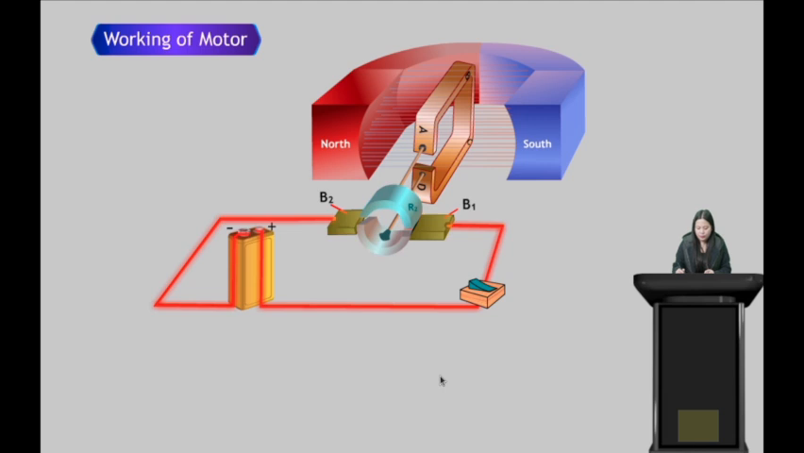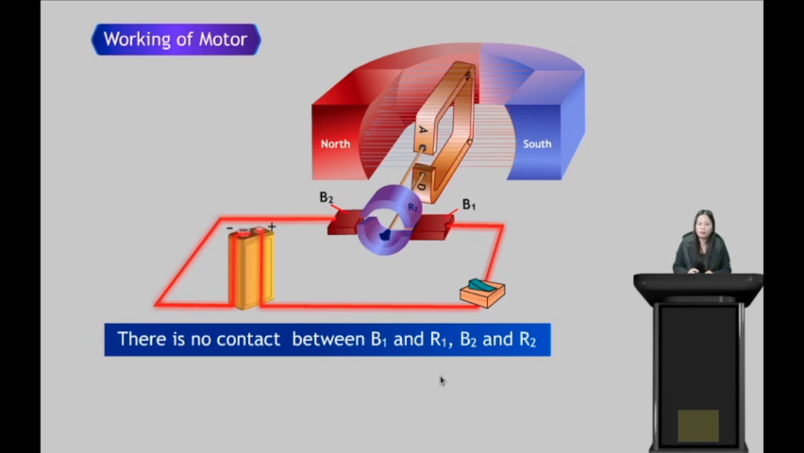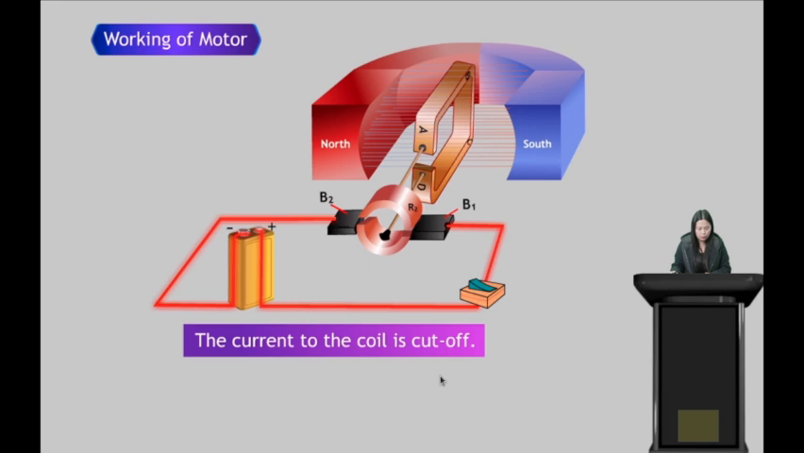Yes, students. Now when this armature is in this position, there is no contact between B1 and R1, B2 and R2. There is no contact between brush B1 and split ring R1. There is no contact between brush B2 and split ring R2 because there is some gap here. As you can see, there is some gap. So there is no contact between B1 and R1, B2 and R2.